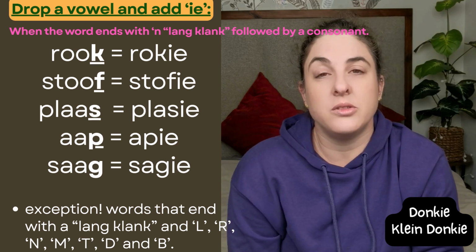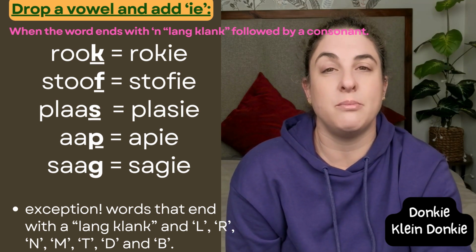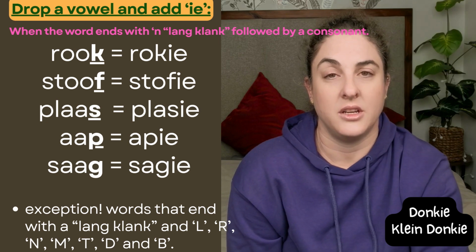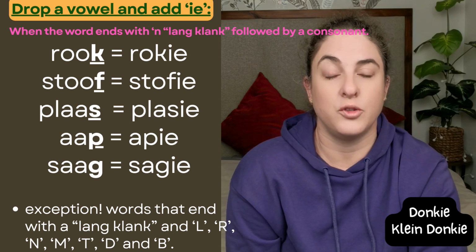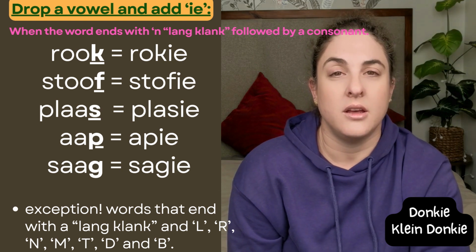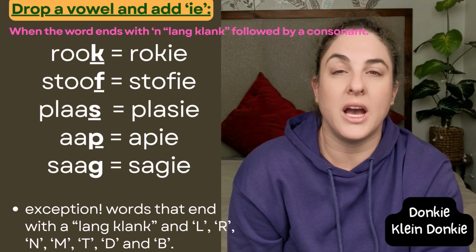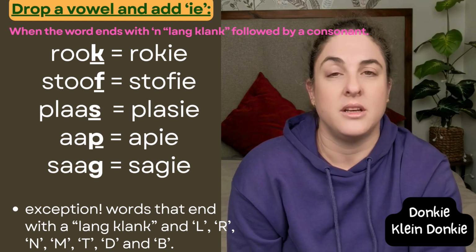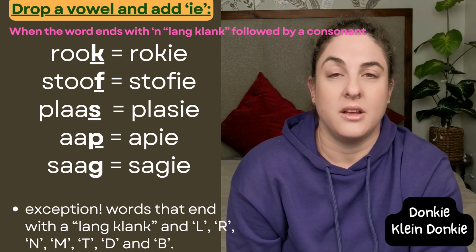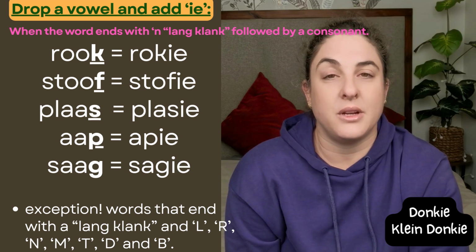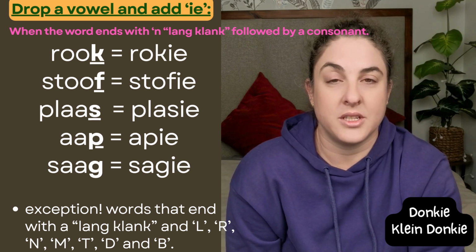What you have to take note of is the pronunciation remains a long sound. So if you have saag, you drop an a, you add an IE. The diminutive is still pronounced saagie with a long A, even though you've dropped one and it's spelled with one. It's still pronounced as the previous original word.